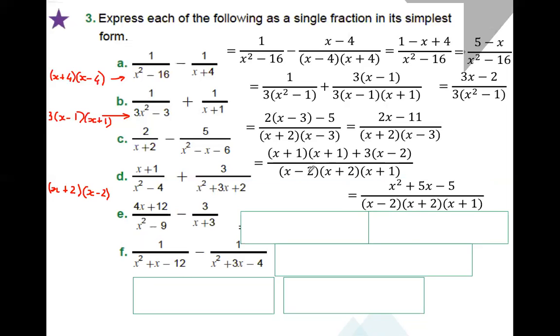So to get the common denominator, we needed to times this one by x plus 1 and x plus 1, and on this side, we needed to times by x minus 2. And that's why you've got a common denominator. You can just add them, and after that, you just simplify it. Okay?